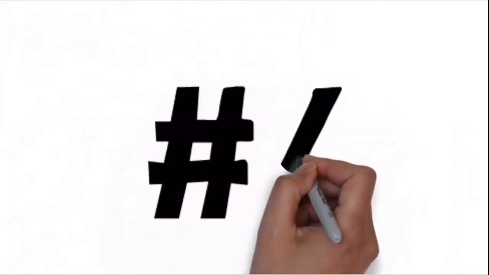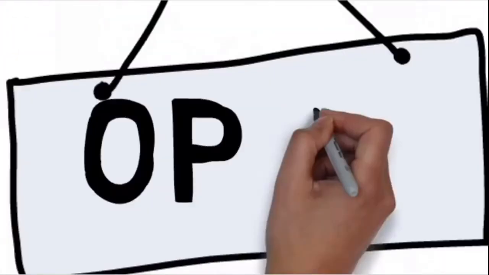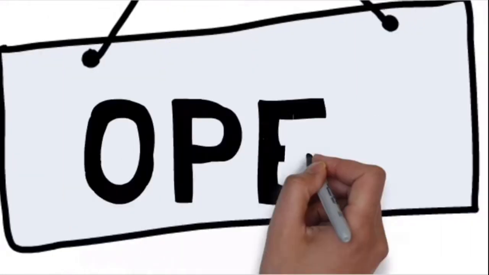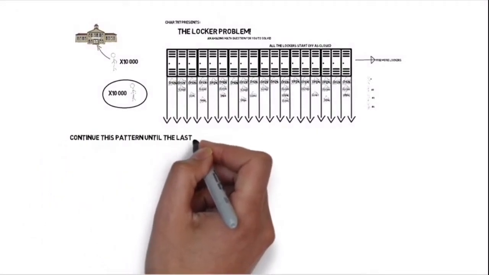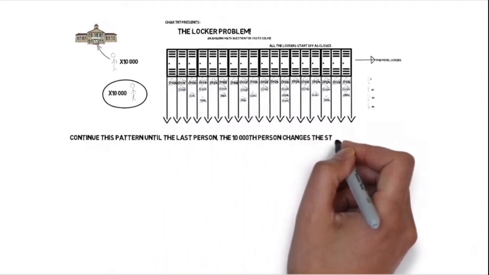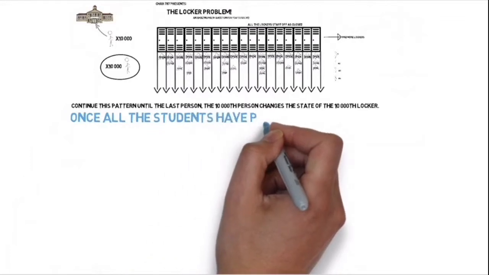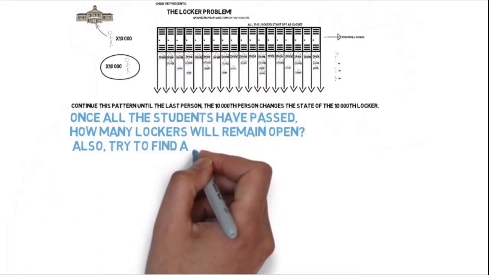The fourth student comes and decides to reverse the state of every fourth locker. So now the state of the lockers 4, 8, 12, 16, and so on are now reversed. Continuing this pattern until the last person, the 10,000th person, changes the state of the 10,000th locker. Once all the students have passed, how many lockers will remain open?